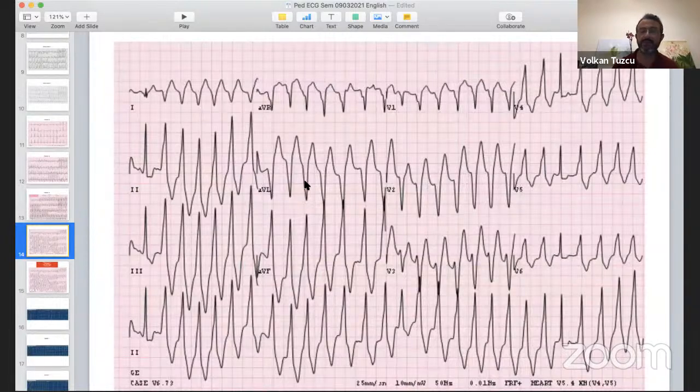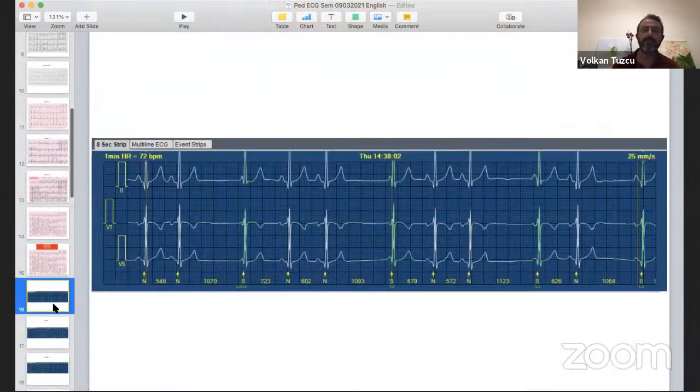VT is another possibility. But if the baseline does not have pre-excitation, with this irregular rhythm, even though you see this in WPW, you should think about VT more. And this turned out to be VT. Okay. All right, so this is how we do it.